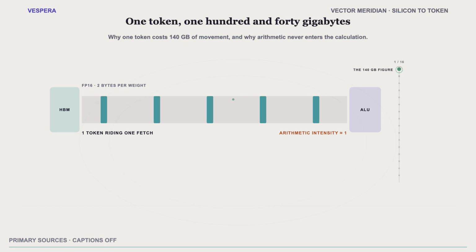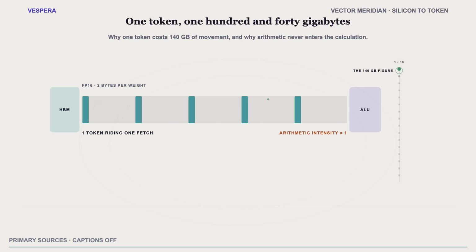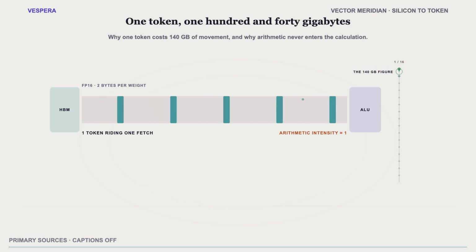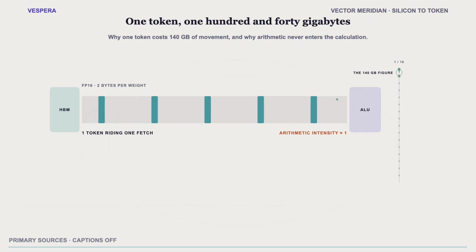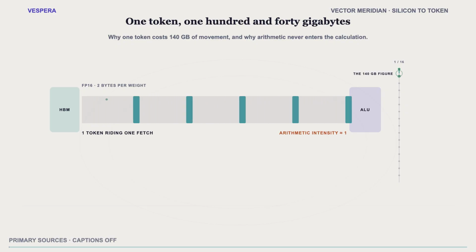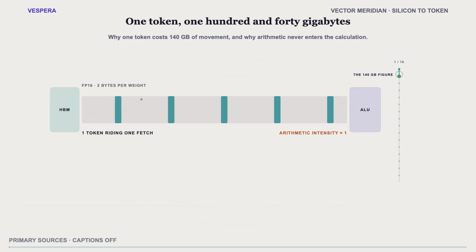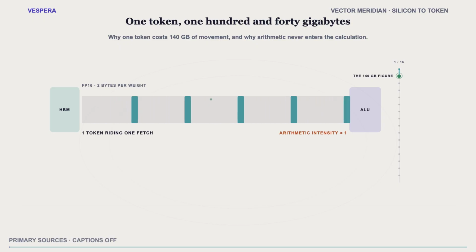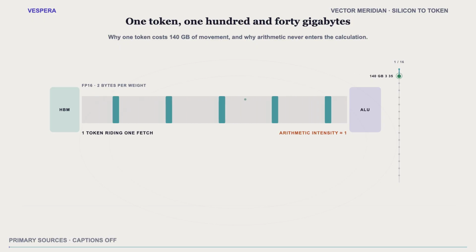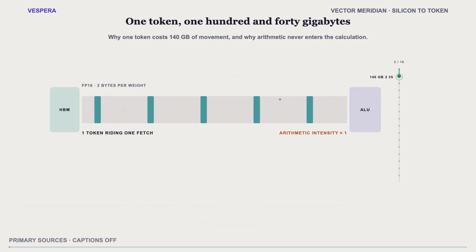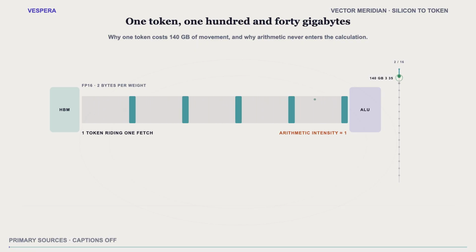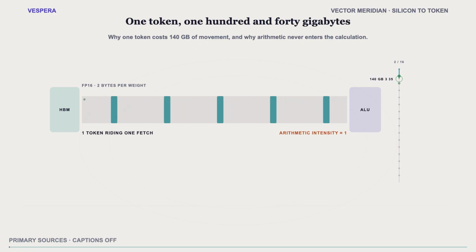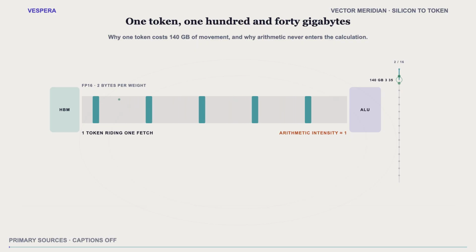I want to start with a calculation because this entire film is a consequence of it. And if the calculation lands, then everything else is just detail. Take a language model with 70 billion parameters. That is a mid-size model by current standards. Not a frontier system, not a toy. Each of those parameters is a number, and in the most common serving format, each number occupies 2 bytes. 70 billion parameters, 2 bytes each, is 140 gigabytes of weights.